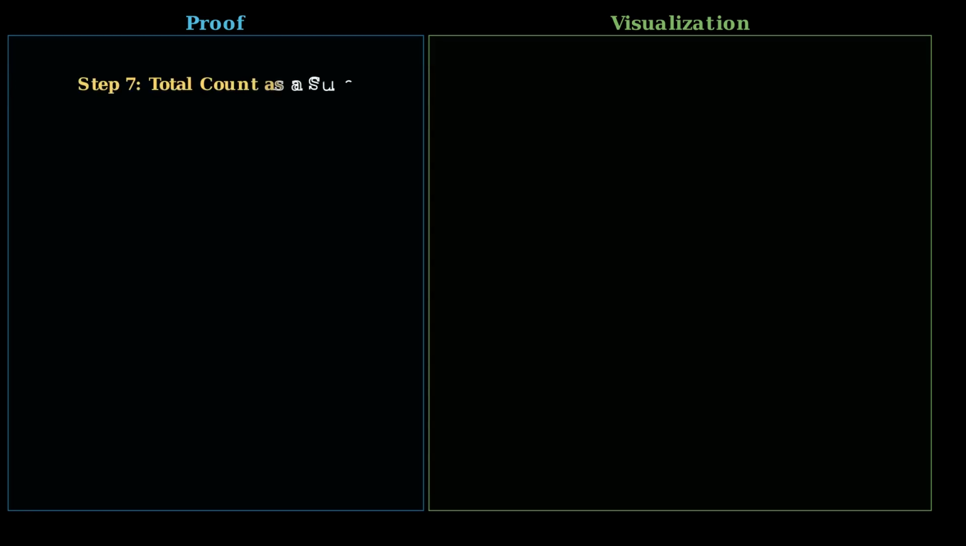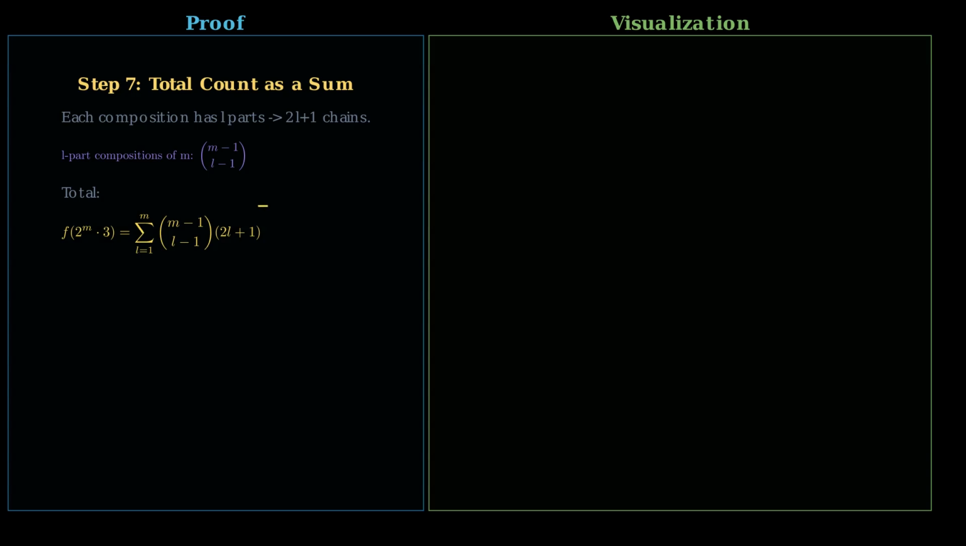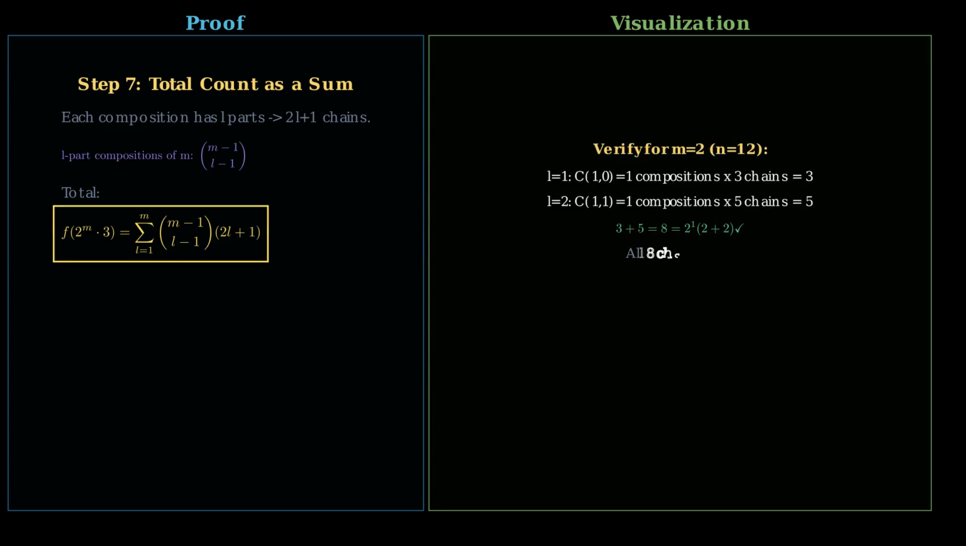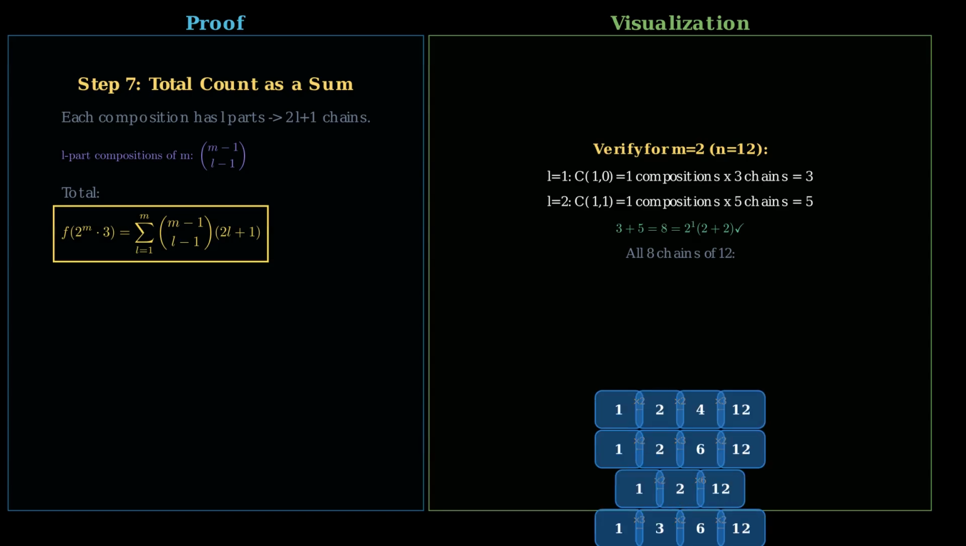Step 7. Set up the total count as a sum. The chains are in bijection with pairs: a composition of M and a choice of where to put the 3-step. For each L-part composition, we get 2L plus 1 chains. The number of L-part compositions of M is C(M-1, L-1). So the total count is f(2^M times 3) equals the sum from L equals 1 to M of C(M-1, L-1) times (2L plus 1). This is the key formula we need to evaluate.